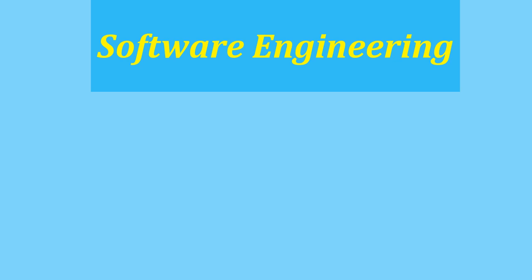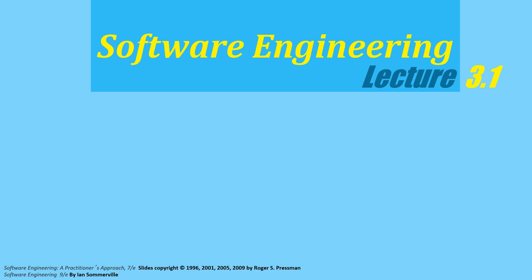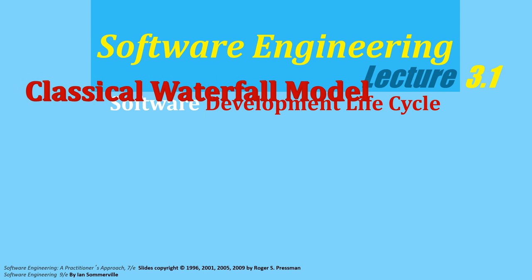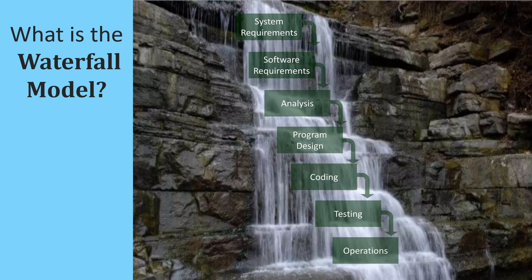Software Engineering Lecture 3.1. Today's lecture is about the software development lifecycle, and we will discuss the classical waterfall model. The classical waterfall model is a structured sequential model that divides software development into predefined phases. Each phase must be completed before the next phase can begin, with no overlap between the phases.